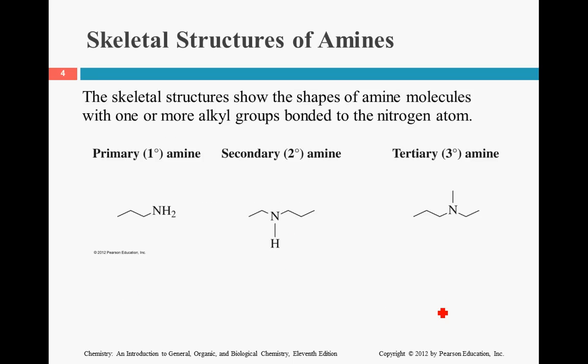Just to give you a reminder of how they look as a skeletal structure rather than actually writing it out, you'll notice this means it's connected to the nitrogen, and every time it bends and it ends without something else written there, those are carbons. We only care about what's directly attached to the nitrogen. Since we only have 1 carbon directly attached to the nitrogen, it's primary. Whereas we have a carbon here, a carbon here, and a carbon here directly attached to the nitrogen, it's secondary. And here we have carbon, carbon, carbon, meaning it's tertiary. It doesn't matter how many total carbons, just how many are directly attached to the nitrogen.